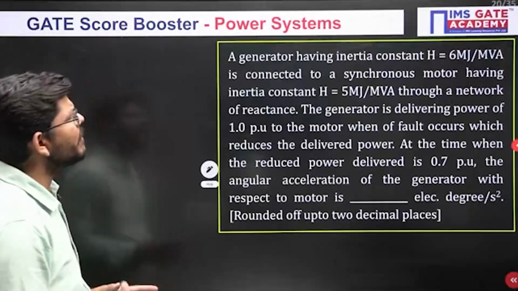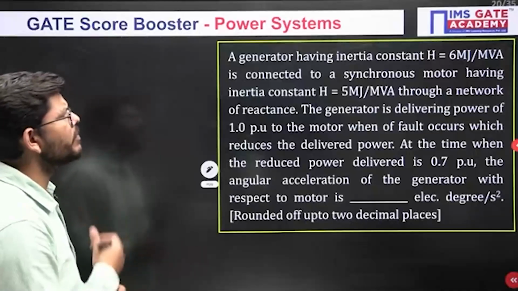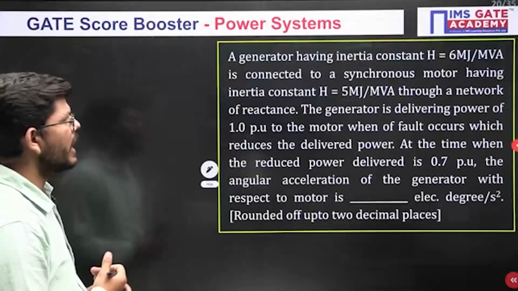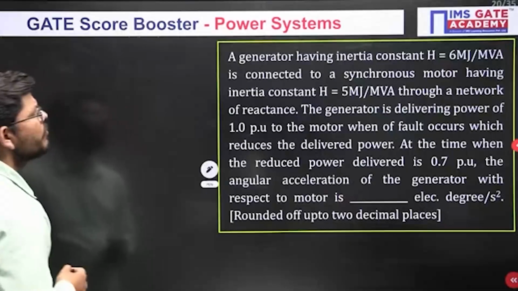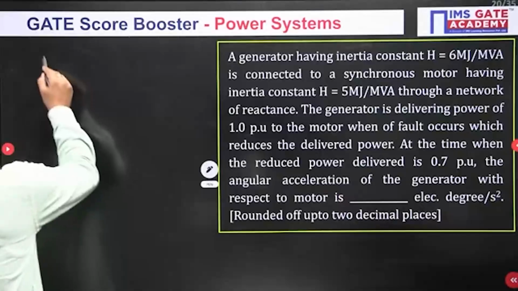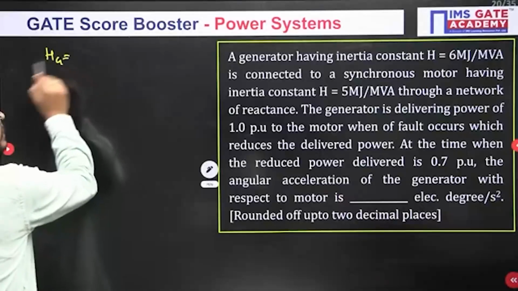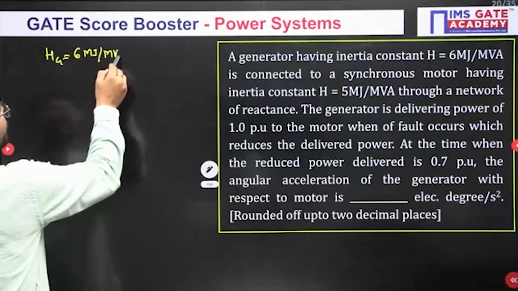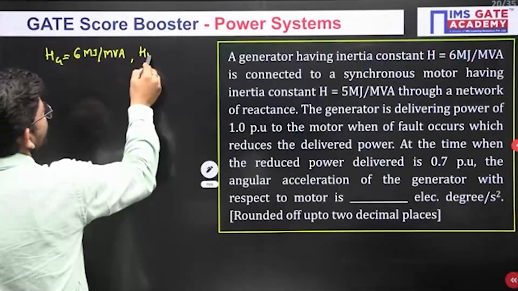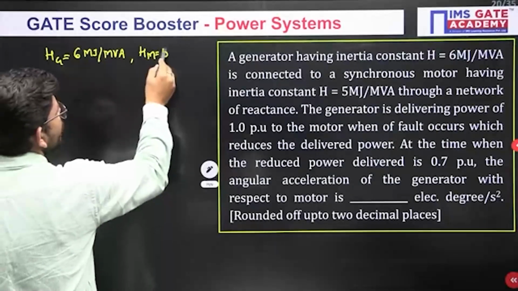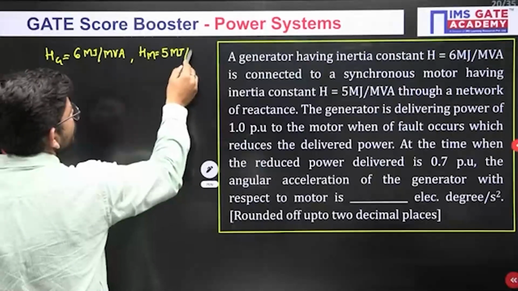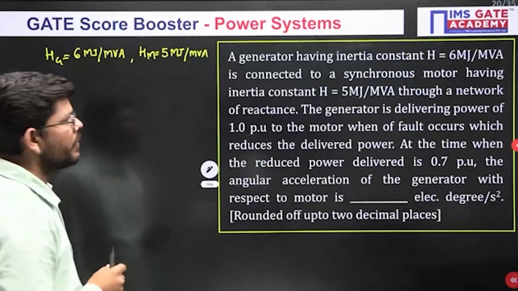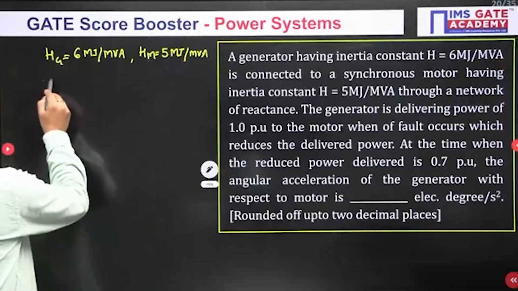A generator having inertia constant H equals 6 megajoules per MVA is connected to a synchronous motor having inertia constant of 5 megajoules per MVA. So H of G is given as 6 megajoules per MVA, and H of M is given as 5 megajoules per MVA, and they are connected together. Can you tell me what will be the equivalent H?